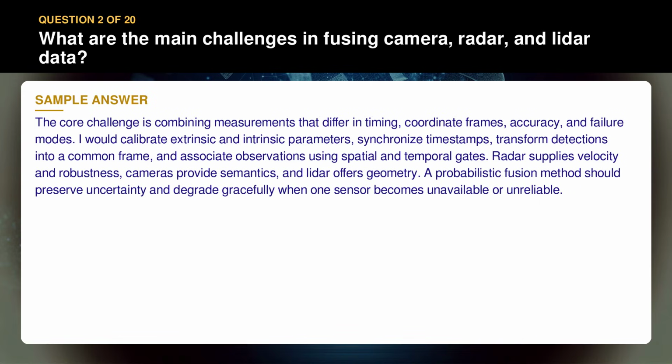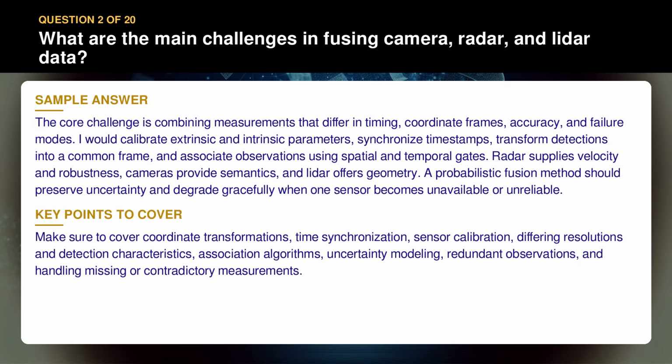A probabilistic fusion method should preserve uncertainty and degrade gracefully when one sensor becomes unavailable or unreliable. Make sure to cover coordinate transformations, time synchronization, sensor calibration, differing resolutions and detection characteristics, association algorithms, uncertainty modeling, redundant observations, and handling missing or contradictory measurements.